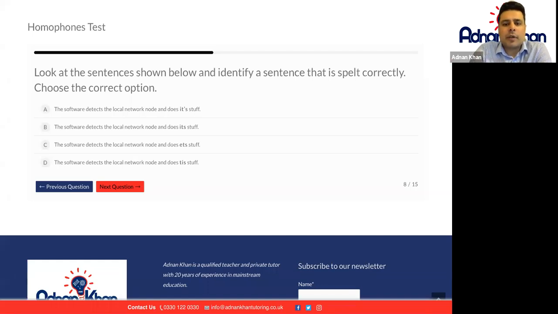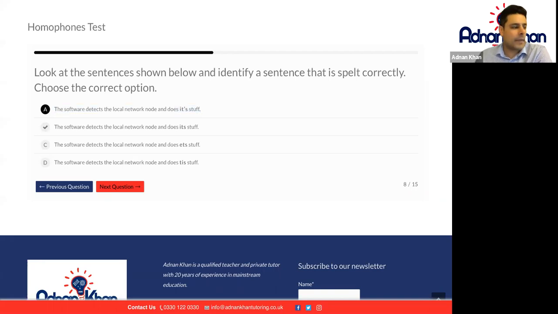Yeah, let me just show you very quickly. I'll explain this to you. So this one here, can you see that word that I've just highlighted? It's. So that it's, because there's an apostrophe there, that stands for it is. So let's see if this is correct. So the software detects the local network node and it does it is stuff. So that's one of the reasons why it doesn't make sense.